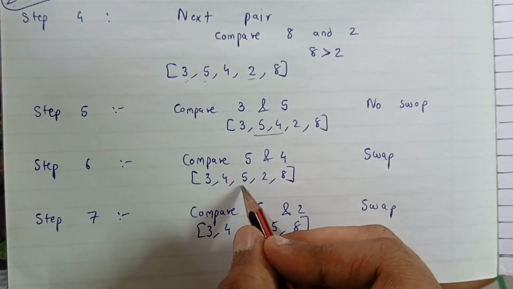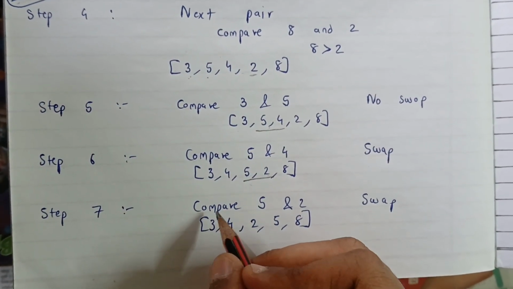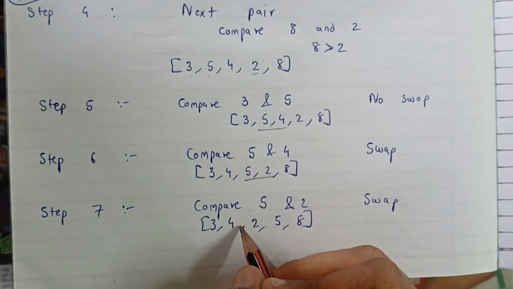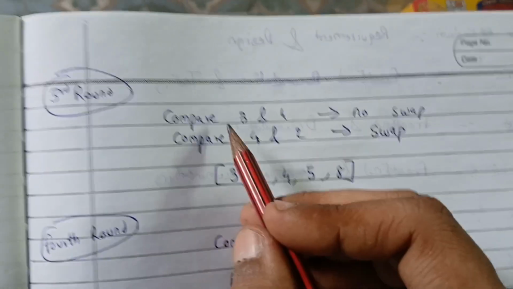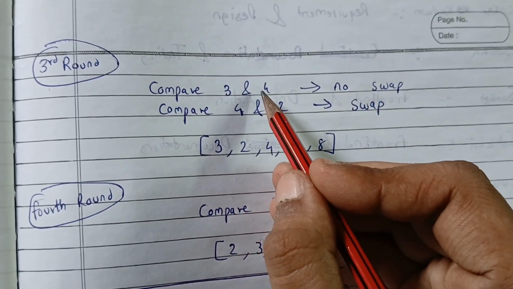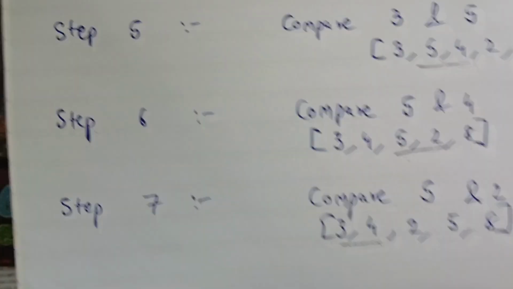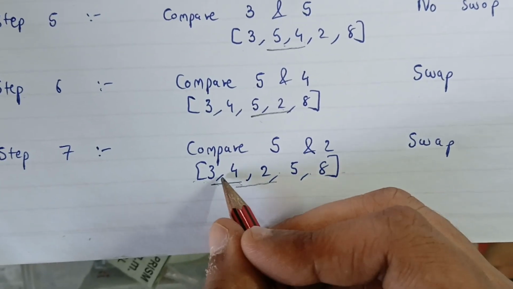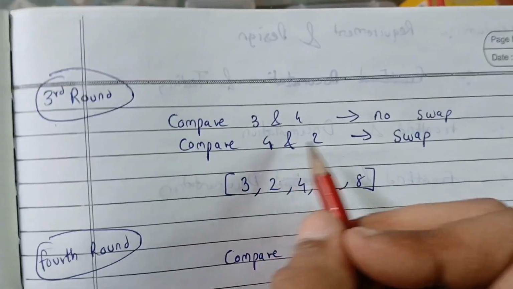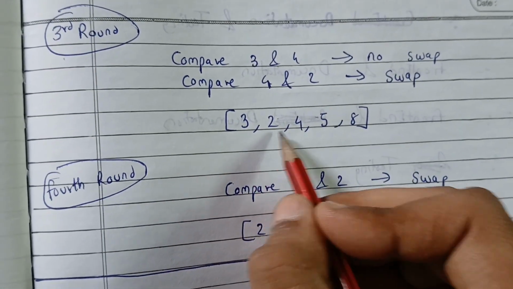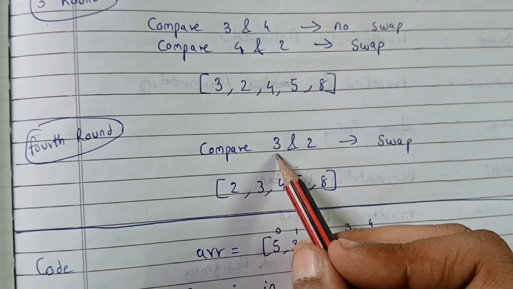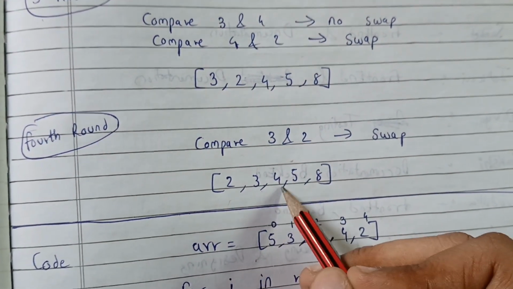5 is greater than 4, so swapping will happen and it will become 3, 4, 5, 2, 8. After that we'll move on to step 7. Then we'll compare the next elements, which are 5 and 2. 2 is smaller than 5, so swapping will happen, and it will become 3, 4, 2, 5, 8. Comparing 3 and 4, no swap will be there because 3 is smaller than 4.